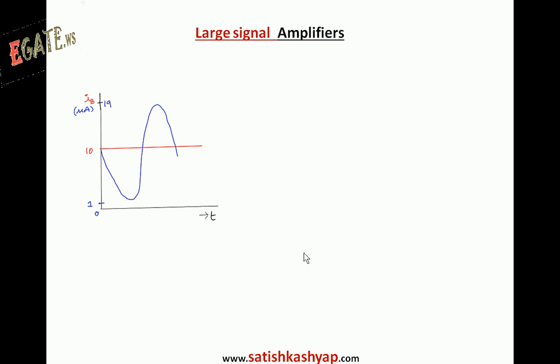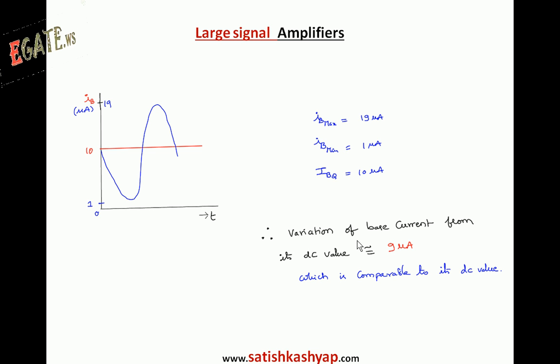Whereas if the variation is very large at the base, it looks like this. Now you see the variation is very large from its DC value. The maximum excursion can go towards 19 microamperes, or the minimum excursion may go towards 1 microampere, from its DC value of 10 microamperes. The variation of base current from its DC value is around 9 microamperes, which is very much comparable with its DC value. This type of amplifier is defined as a large signal amplifier, based on the excursion of base current from its DC value.